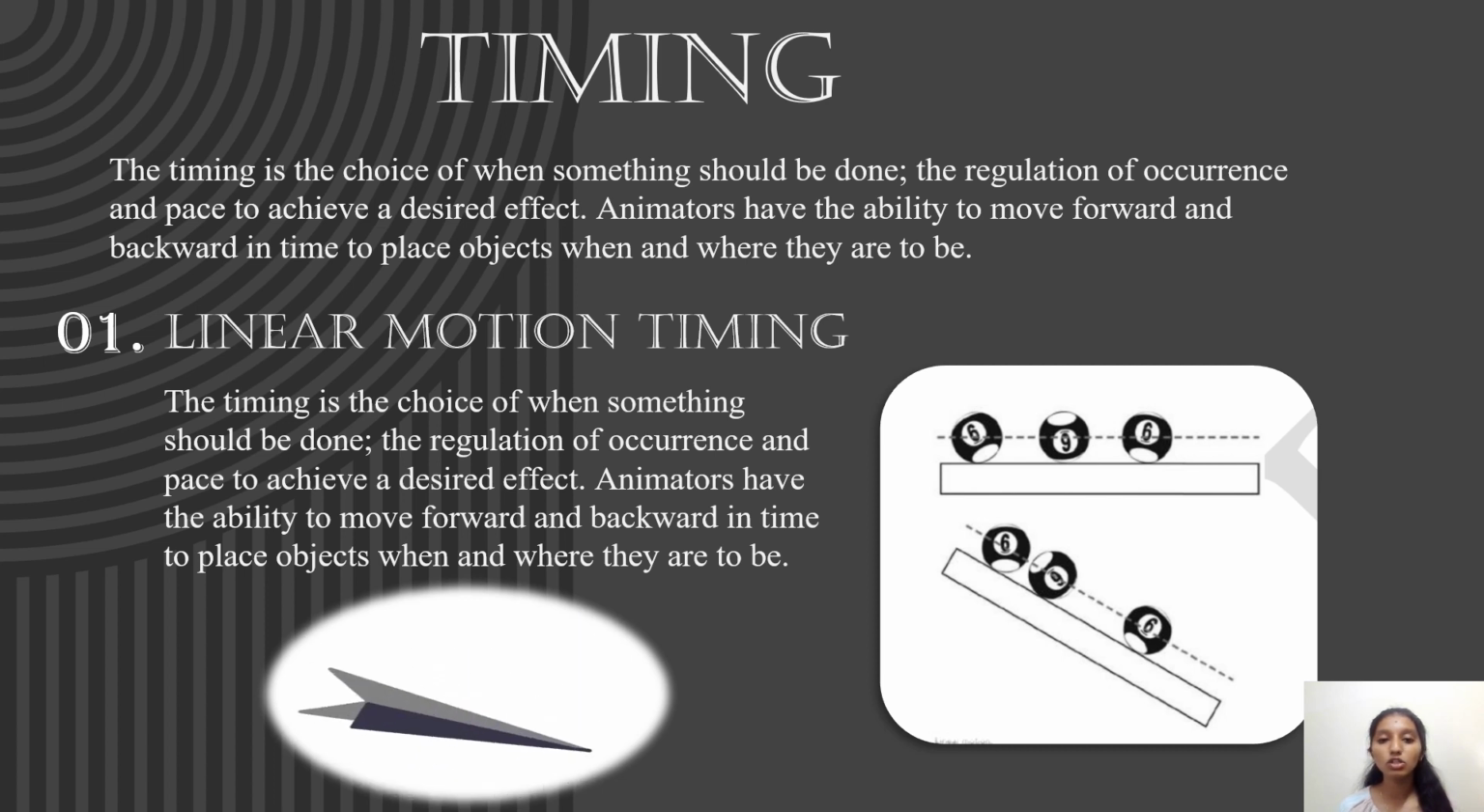Timing is the choice of when something should be done, the regulation of occurrence and pace to achieve a desired effect. Animators have the ability to move forward and backward in time, placing objects when and where they ought to be.